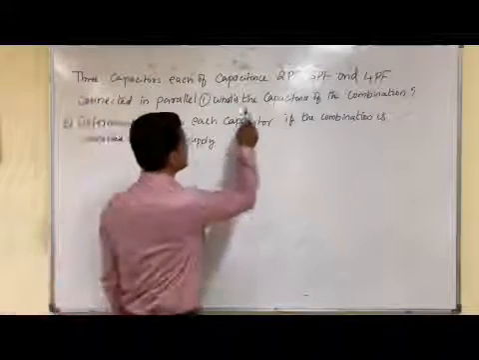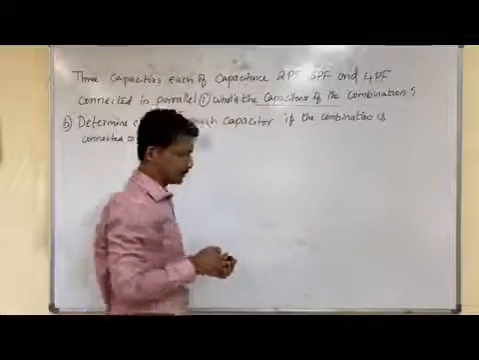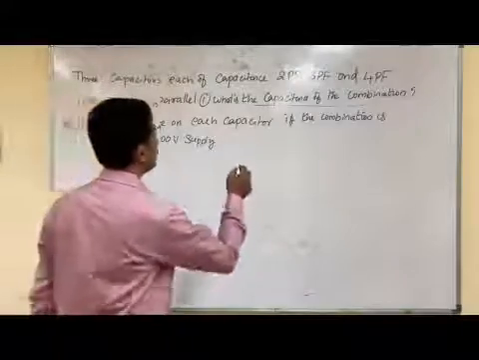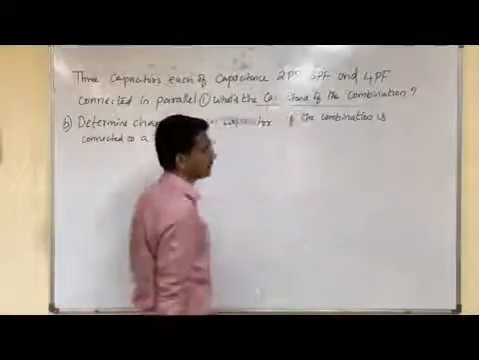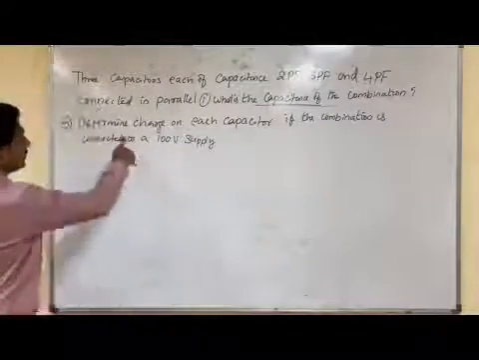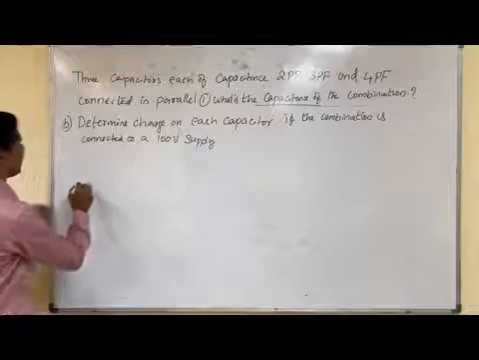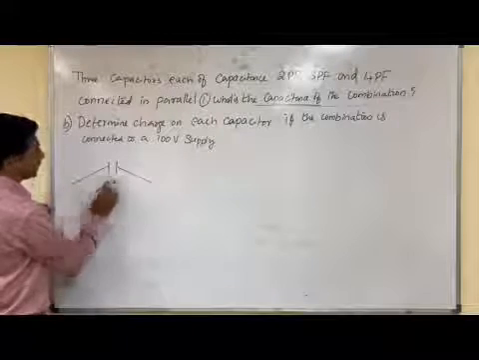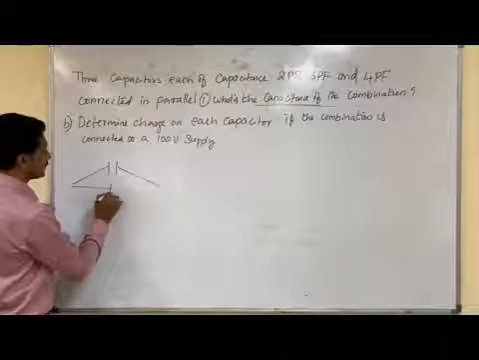So first, what is the capacitance of the combination? We are going to calculate the net capacitance of this combination. Here these capacitors are connected in parallel. So this is the combination, we can say. Like this, three capacitors are connected in parallel.